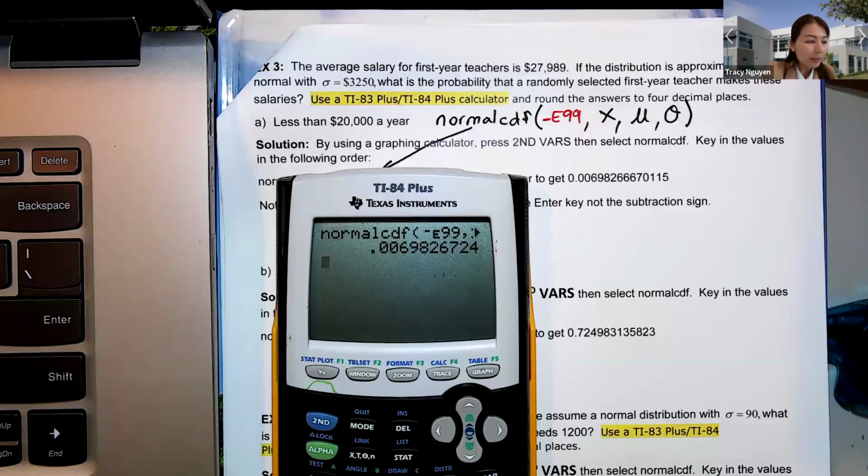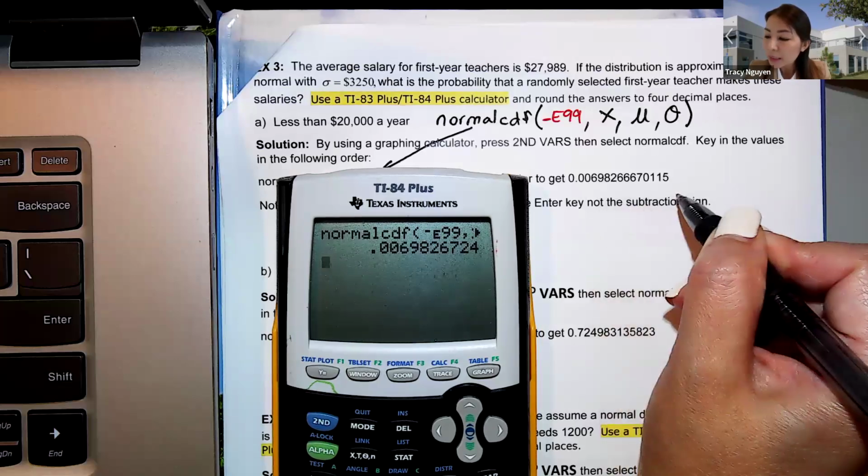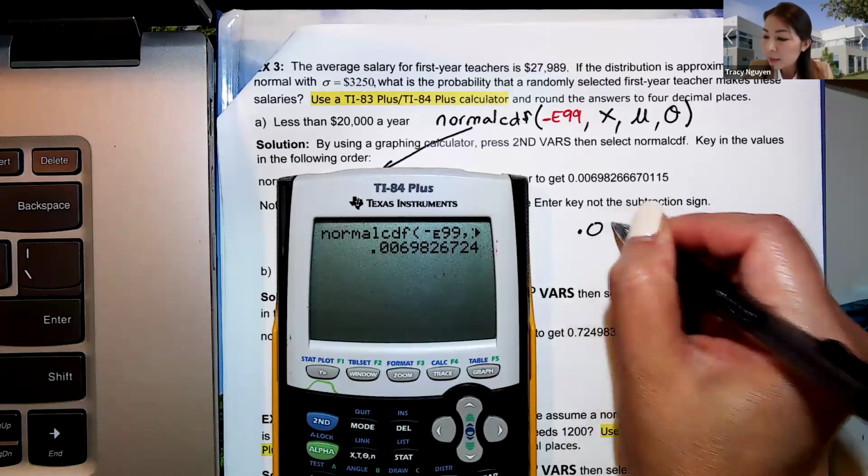All right, so what we see from our result here is 0.00698. If we take this result and round it to 3 decimal places, so think about it, 4 decimal places, my apology.